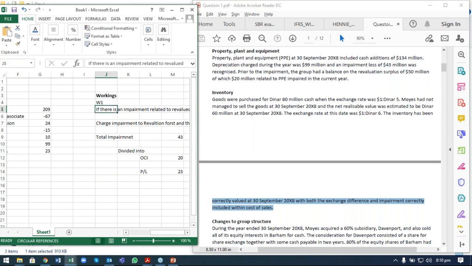It's working one. I'm just making it working one. Now I'm looking into working number two. So what is working number two? Working number two is related to inventory.